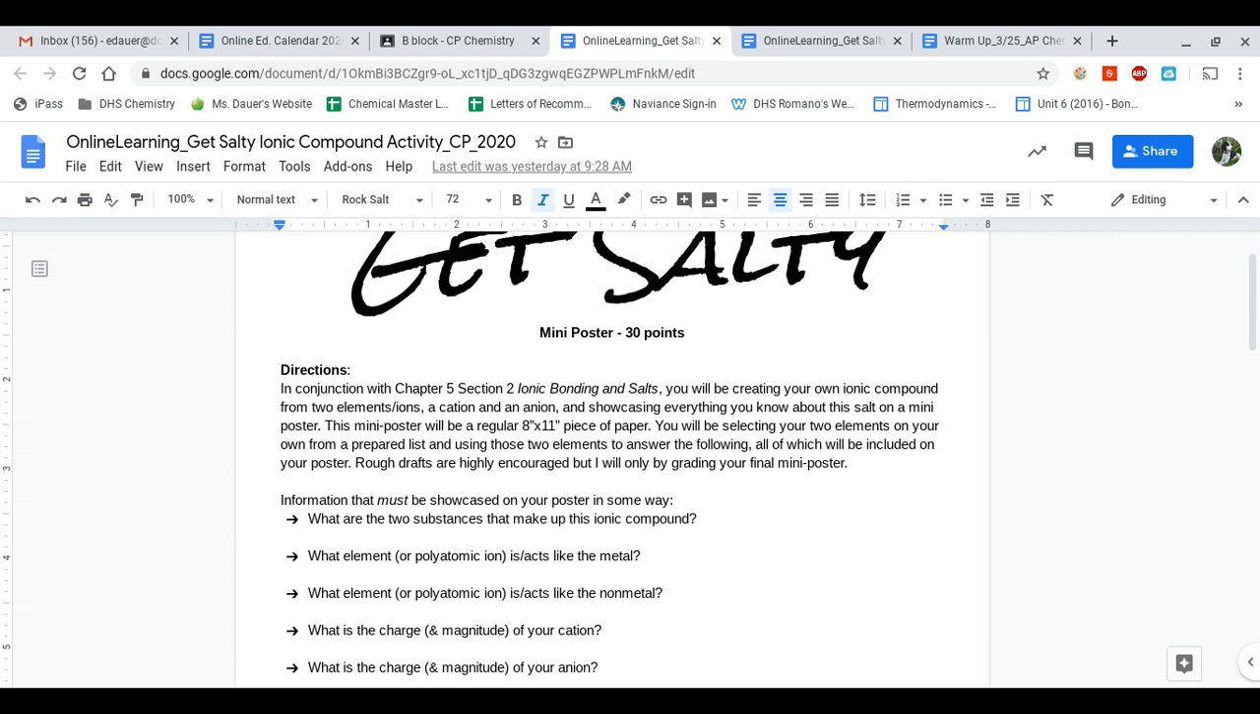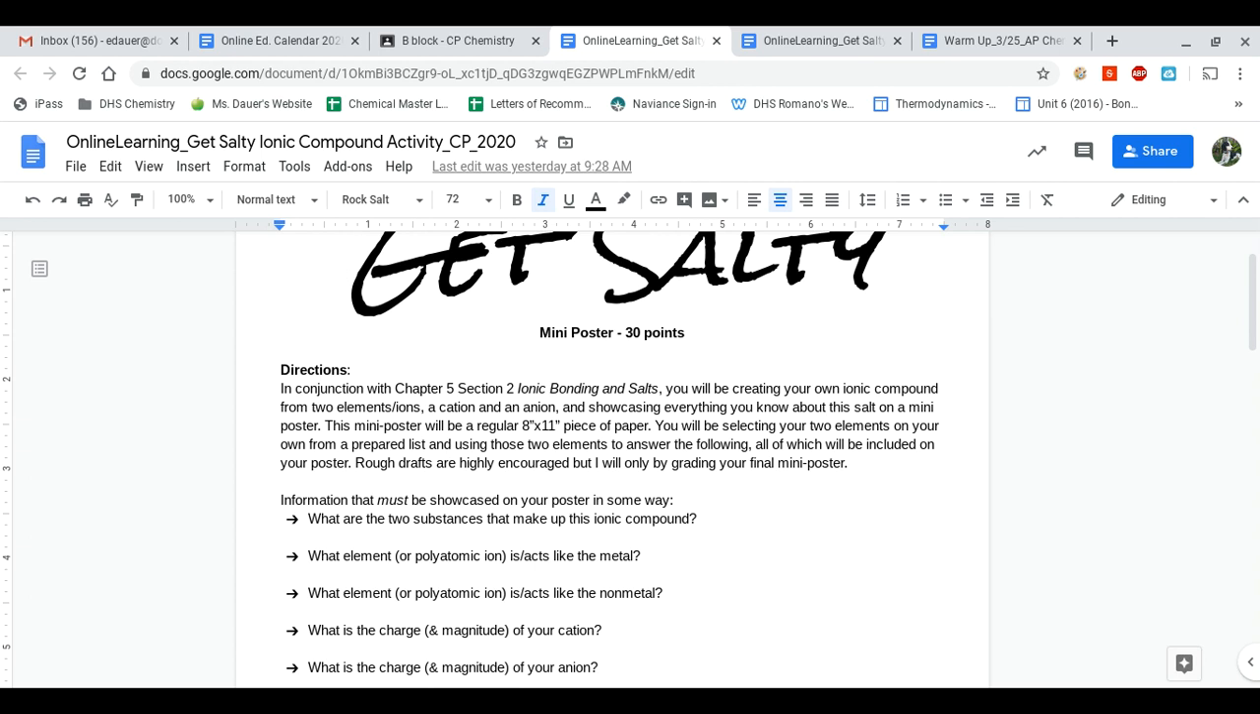But for this Get Salty poster, you are going to be randomly picking two ions. Well, it's usually random. You guys are actually going to be choosing them rather than picking them out of a bag or a hat, which I usually do in class. So you get to choose what ion you want to use for your cation and what ion you want to use for your anion. But the big idea here is that whatever cation and anion you have, these are going to come together to make an ionic compound.